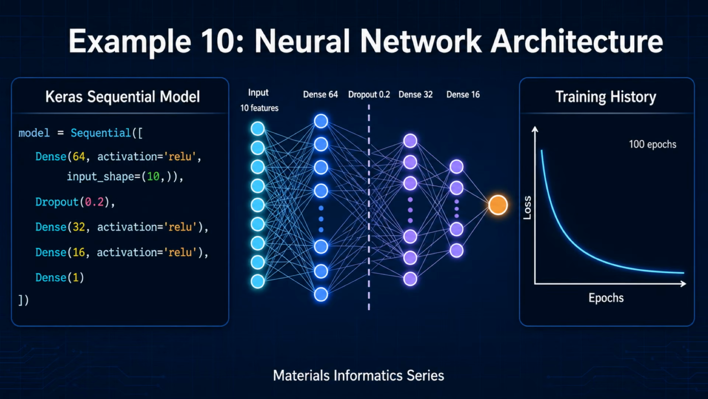Deep learning offers high expressiveness for complex relationships. Our network has 3 hidden layers with decreasing neuron counts, each followed by dropout to prevent overfitting. The Adam optimizer trains the network over 100 epochs. We monitor training history to detect overfitting if validation loss diverges from training loss. The final model achieves competitive accuracy with the flexibility to model nonlinear interactions.